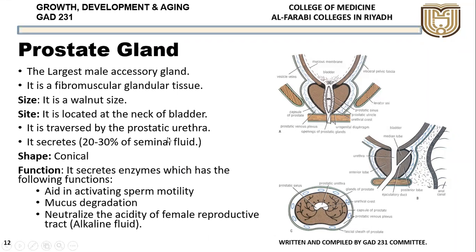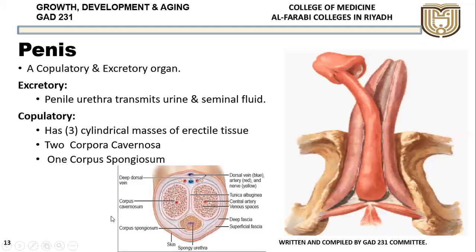Also it helps in secreting a fluid which neutralizes the acidity of the female reproductive tract. If this is not secreted, then the sperms will go into the female reproductive tract, which is acidic, and the sperms will die. So it helps in neutralizing. It secretes the fluid which neutralizes the acidity of the female reproductive tract. So the prostatic secretion is an alkaline fluid.